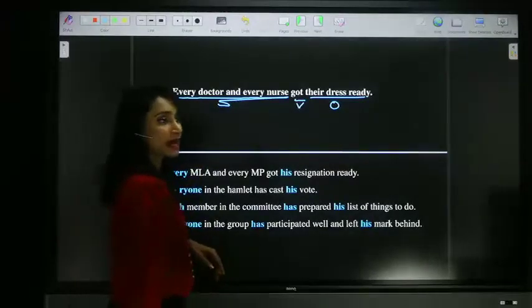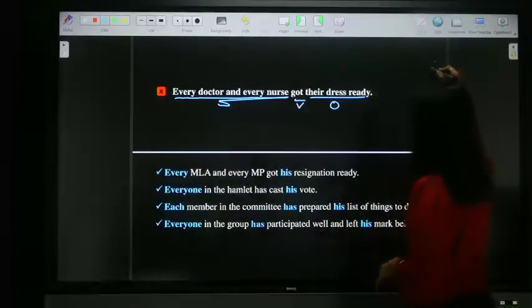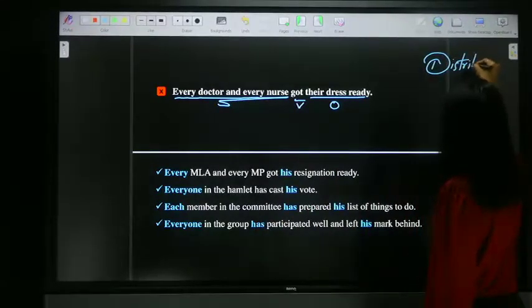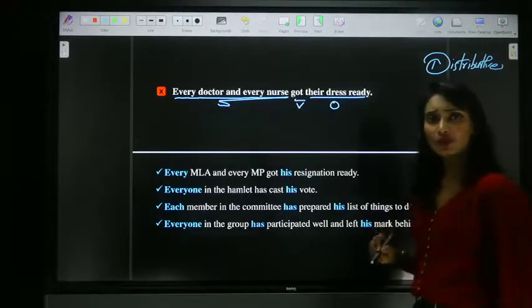Now, let me remind you about the distributive pronouns. What are distributive pronouns?